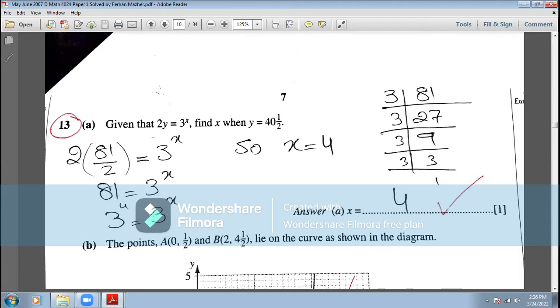So you can see these two are equal, their base is same, so their power will also be same. So x is equal to 4. So this is how you will do question number 13. It's A part. I have already checked this answer with the marking scheme.